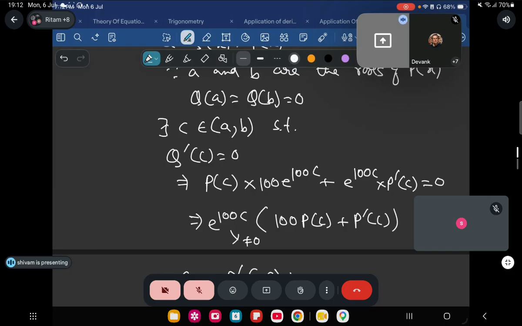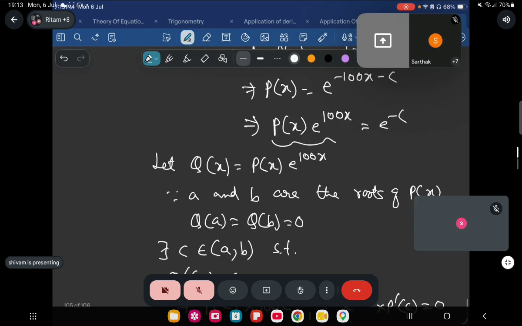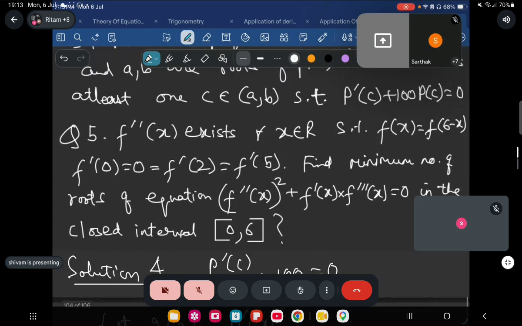Tell me, anyone having any doubt, you can ask me. Tell me, Devang, Raktim, Ritam, Oibsha, Prakto, is it clear? Sarthak, is it clear? Yes, sir. Clear, sir.